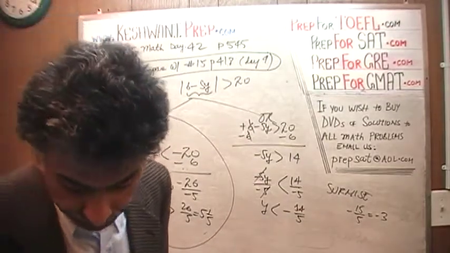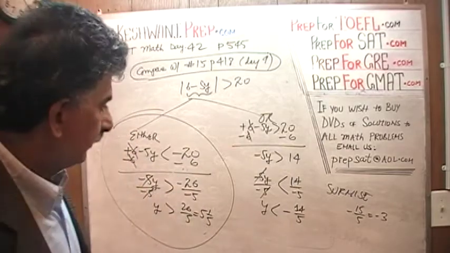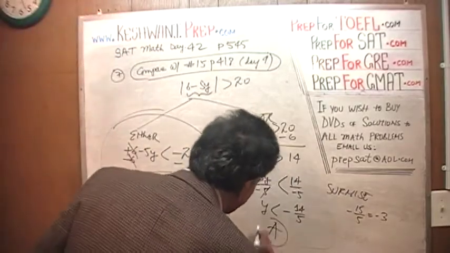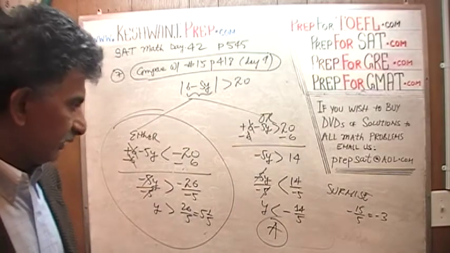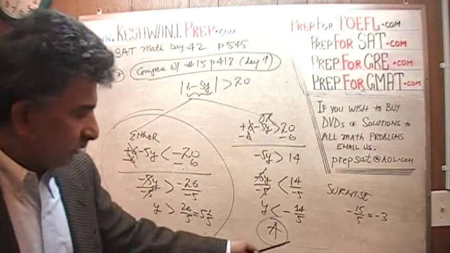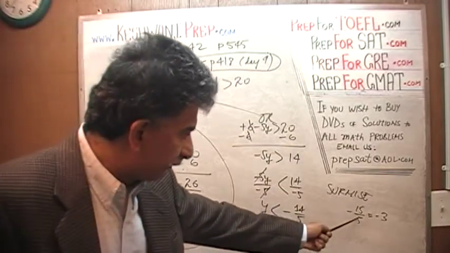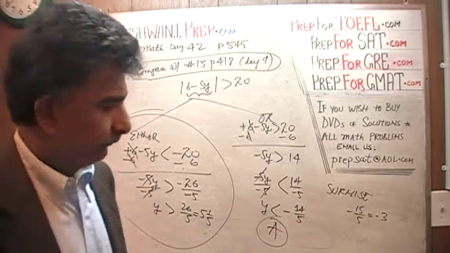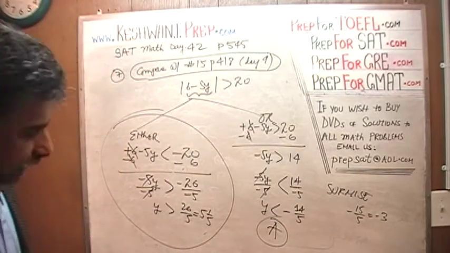Do we have a negative 3 in the answer choices? Well, there you go. The answer is A. Answer choice A says that y is less than negative 3, which is fine, because the only condition we have to meet is that it has to be less than negative 14 over 5. Negative 3 is negative 15 over 5. That's all. The answer is A. Let's go on to the next one, number 8.